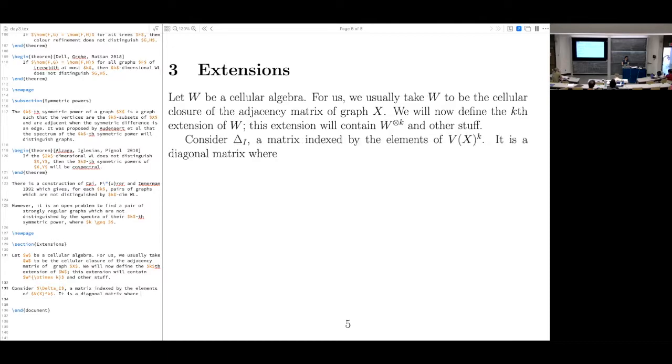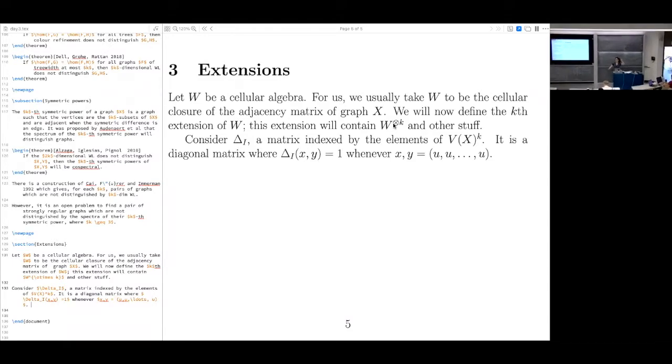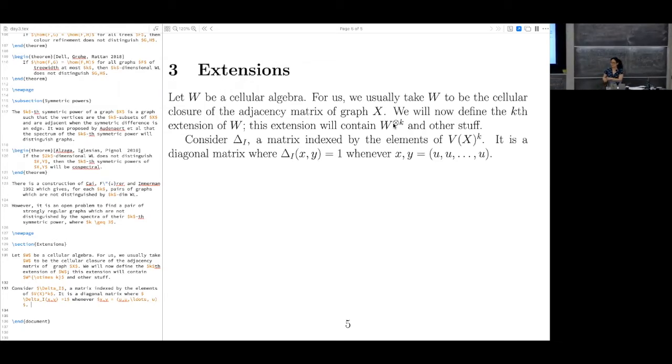The diagonal entry Delta I, xy, is equal to 1 whenever x is a k-tuple, y is also a k-tuple, and they're both equal to the same vertex repeated k times. So it's not the identity matrix. It's a diagonal matrix that has significantly fewer ones on the diagonal. So for example, if you had the tuple u, v, v, v, v, v, and x and y both equal that, it's not getting a 1. It's only the same vertex repeated many times. So this is the only extra generator.